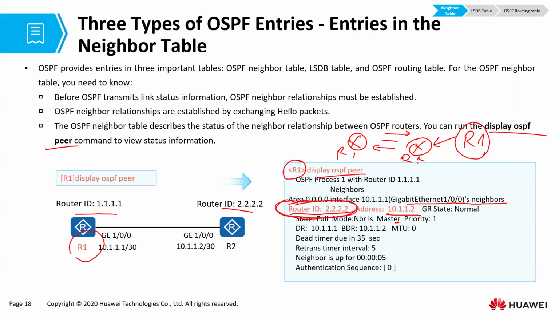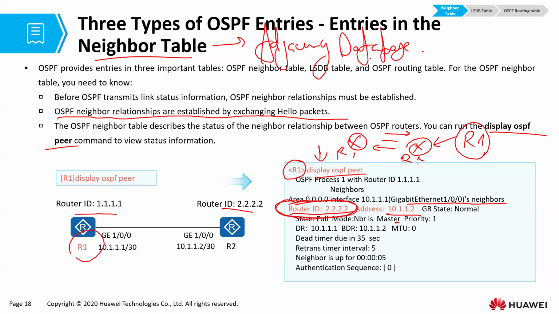Neighbor table: OSPF neighbor relationships are established by exchanging hello packets. After successfully exchanging those packets, that's when you can see the neighbor. If you don't successfully negotiate, then you won't be able to see that. So that's what defines the neighbor table. The neighbor table comes from the adjacency database. Probably it will come in the end, this information. Adjacency database: hello packets, adjacency database, neighbor table.